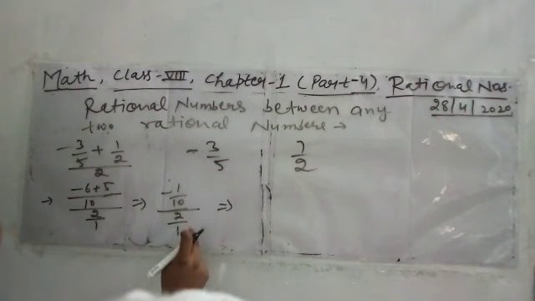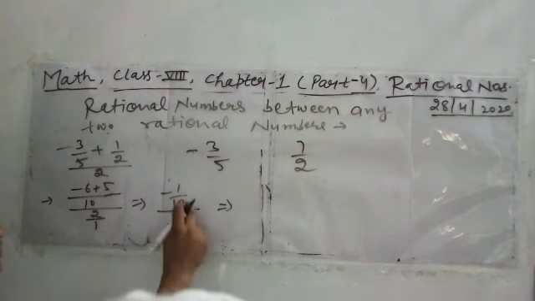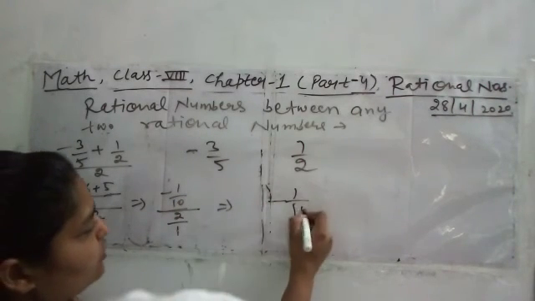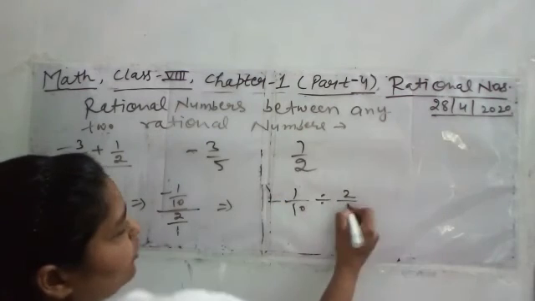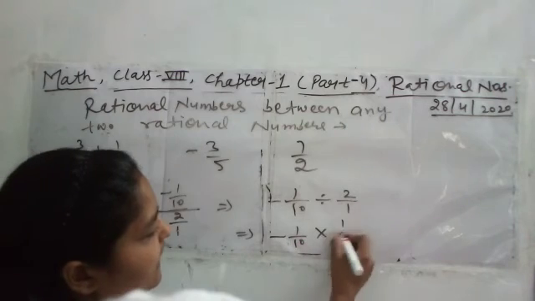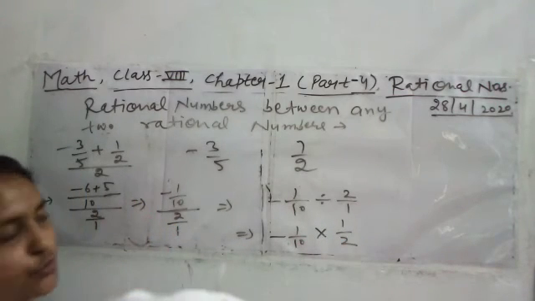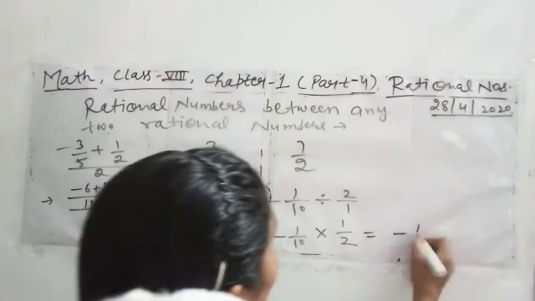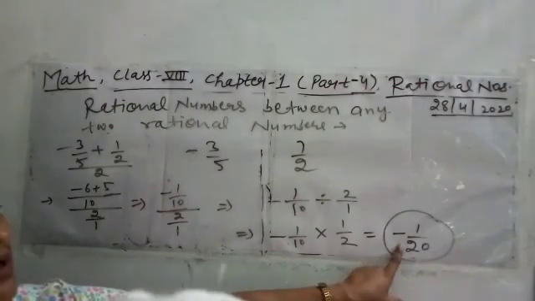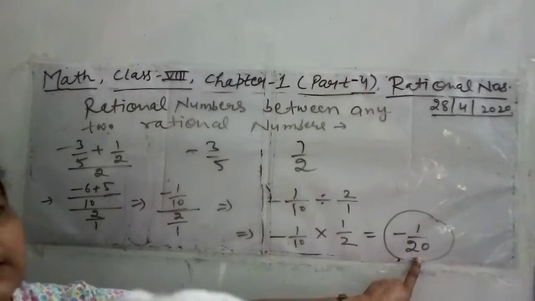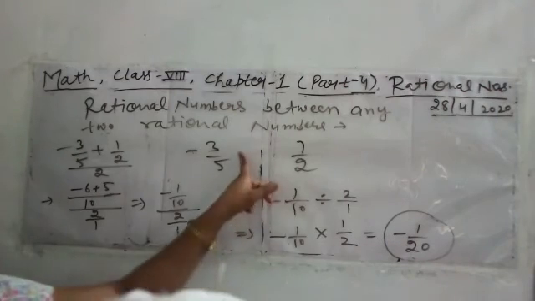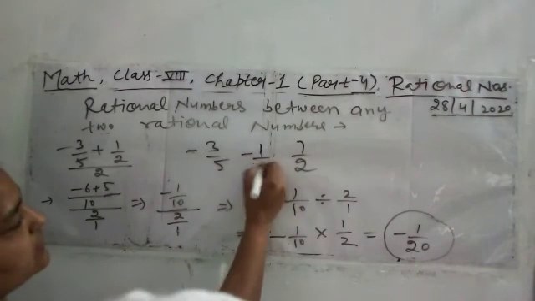Now divide. After that the divide sign, rational number, then divide sign, then rational number. Now we can write this like this also: minus 1 upon 10 divided by 2 upon 1. I have told you that in divide we change it to multiply and it becomes 1 upon 2. Now you can find minus 1 upon 20. Now we took out a rational number, minus 1 upon 20. This is the rational number which will lie in between these two numbers.